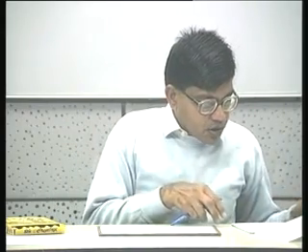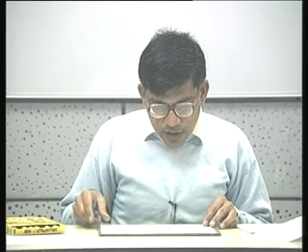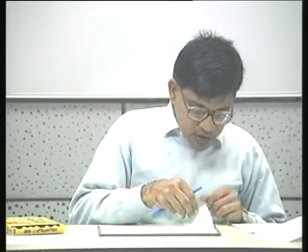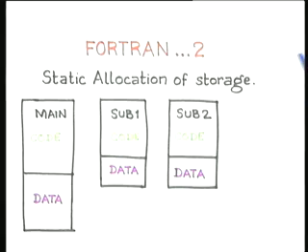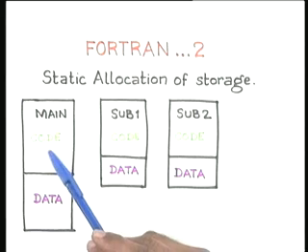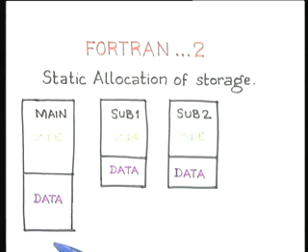Then we saw that there are languages like Fortran and COBOL where the scope is again delimited by the program text, and therefore they are statically scoped. However, the extent is the duration of the execution of the entire program, and that is because languages like Fortran and COBOL perform a static allocation of storage. At compile time, every data item that occurs in a piece of code is actually allocated an area.